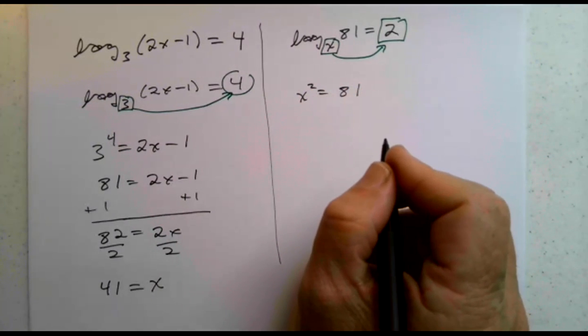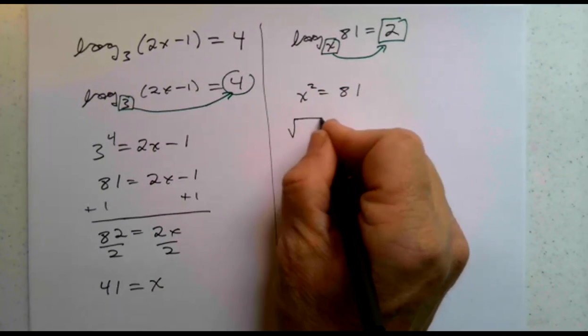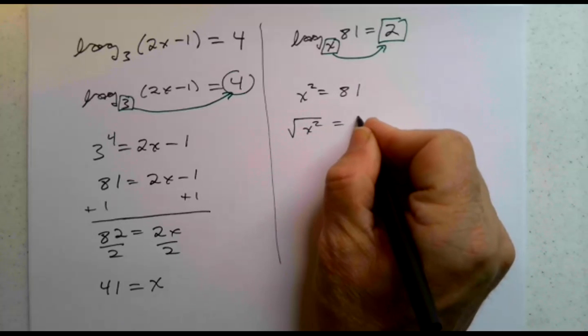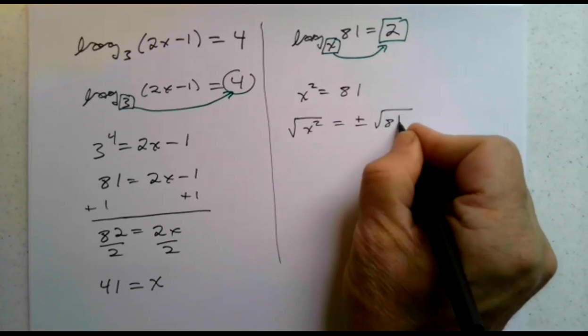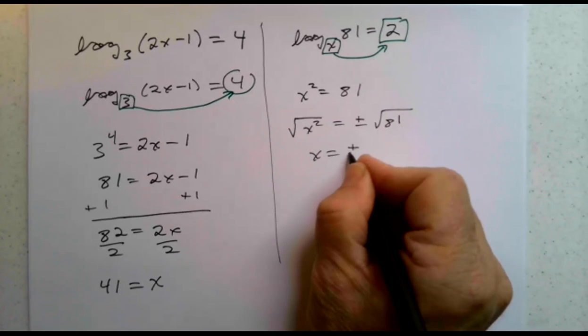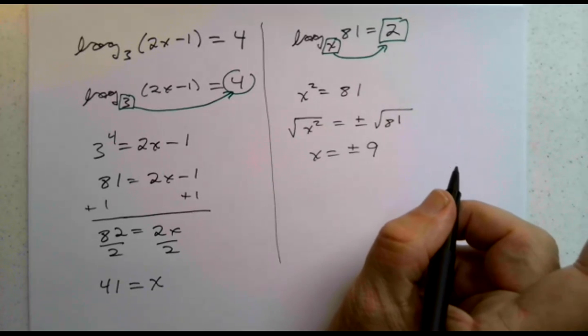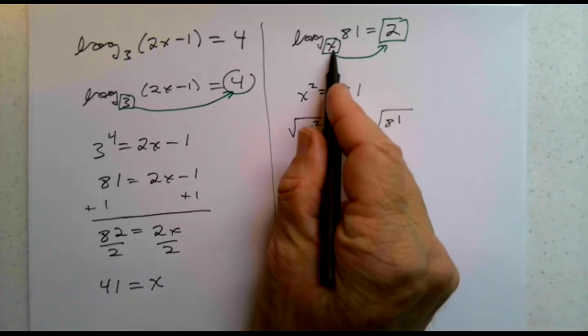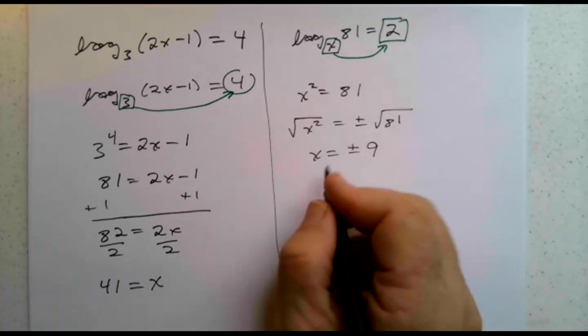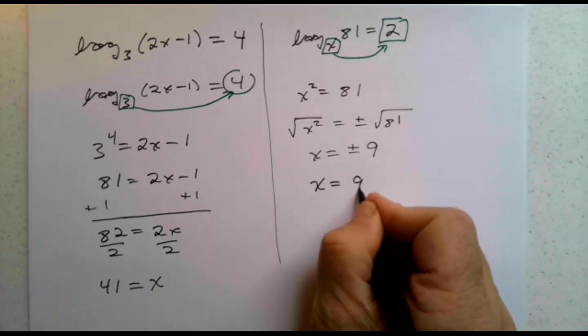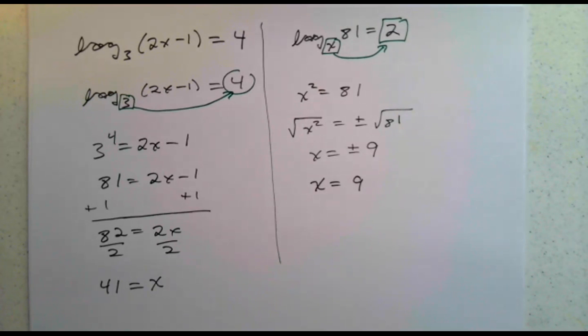Let's take the square root of both sides. So the square root of x squared is plus or minus the square root of 81. So x is plus or minus 9, except the base of the log has to be a positive number. So my only answer here that I can work with is 9.